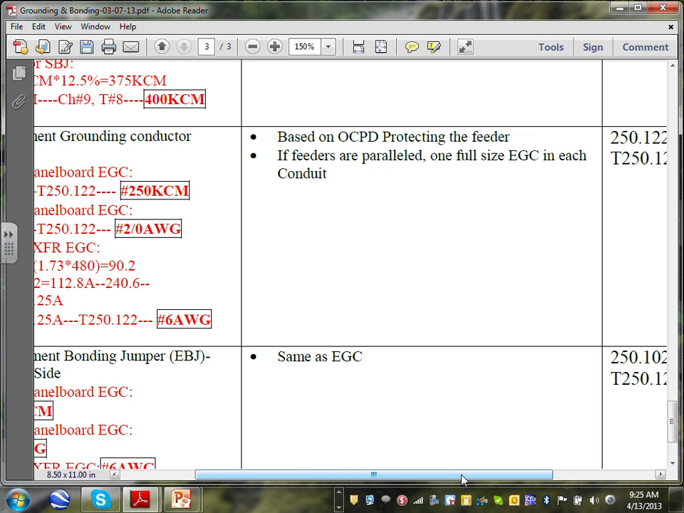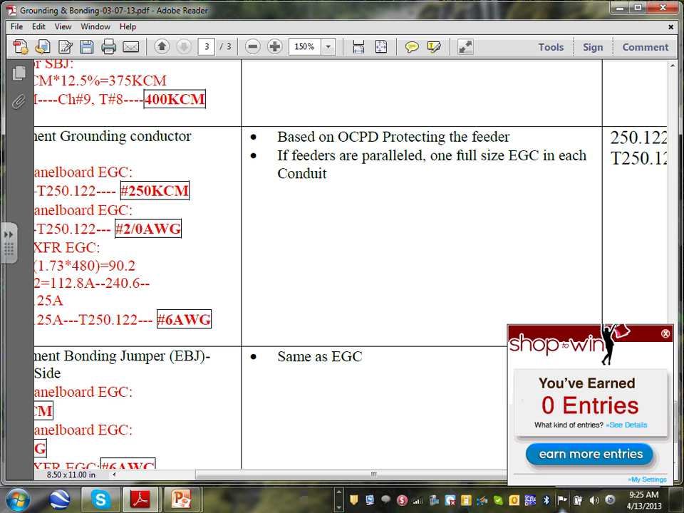How do you size it? You size it based on the overcurrent protection device, the fuse or the circuit breaker. If you parallel, the code also says you have to run one with every set. One with every set. So I paralleled 5 in PVC conduit. I need an equipment grounding conductor in each one of them. Each one of them will have the full size of the equipment grounding conductor.